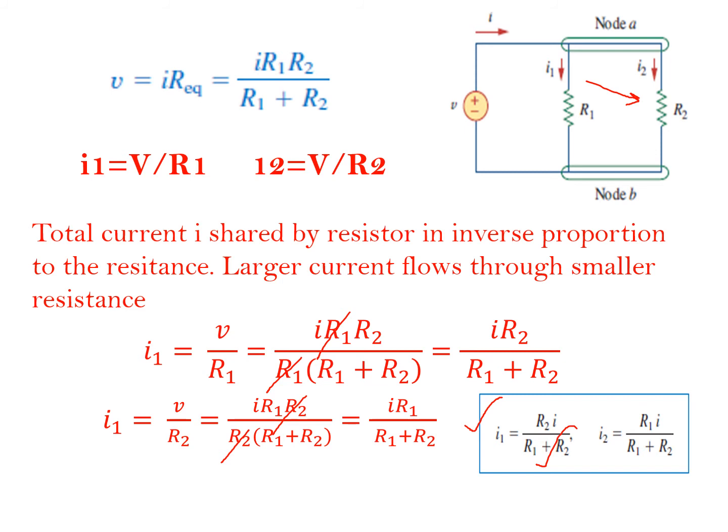In the similar manner, how to find out I2? I2 equal to the total current I into the opposite resistance, that is R1 divided by R1 plus R2.